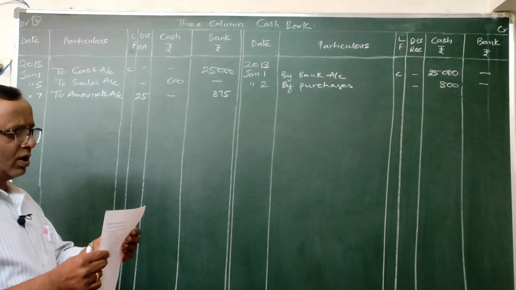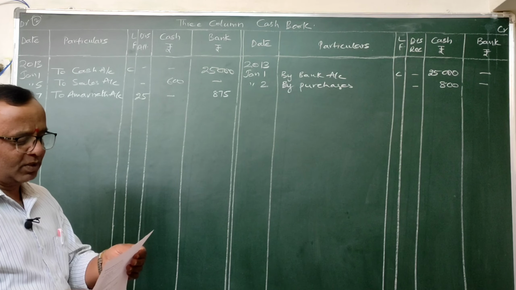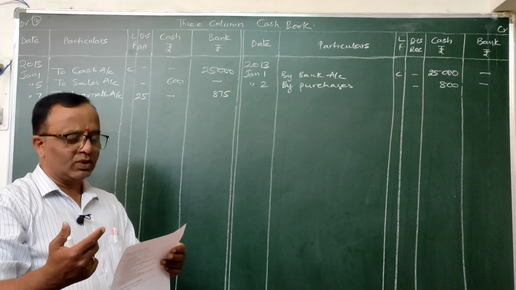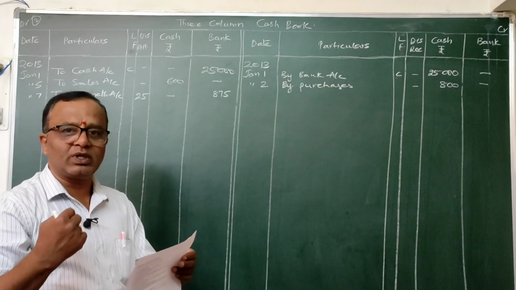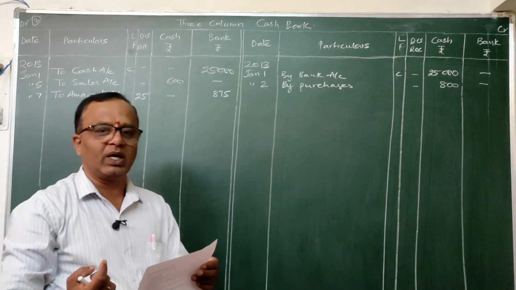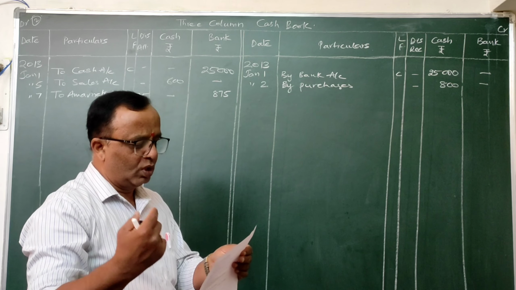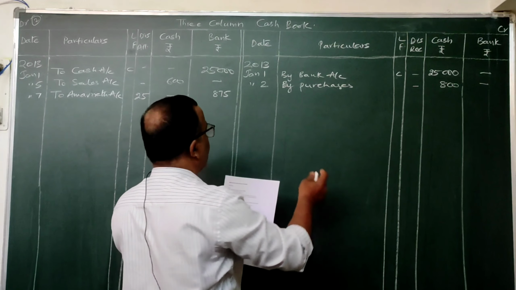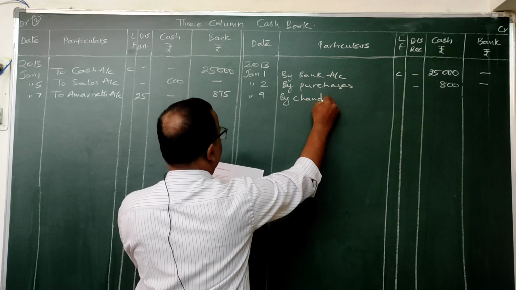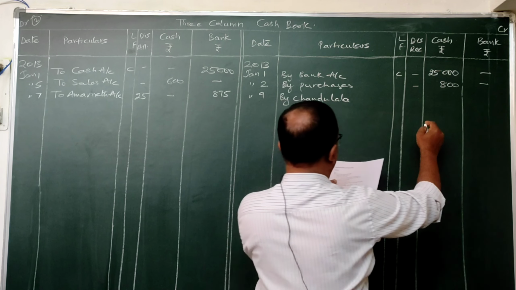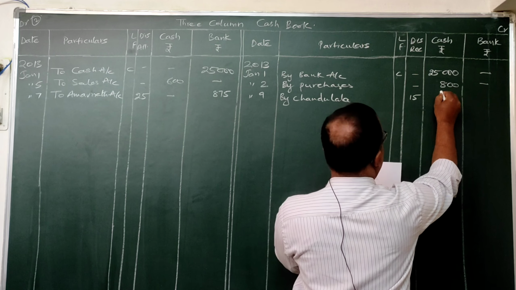Then again on 9th, paid Chandulala on account 485 and was allowed discount 15. That means you have paid to Chandulala and was allowed a discount, means he has allowed discount to us. That means from our point of view, we have received the discount there. So when you have paid Chandulala, your entry will be Chandulala account debit to discount received to cash account, because you have paid by cash only. So here on 9th date, by Chandulala, you have received discount of 15 and you have paid through cash only 485.